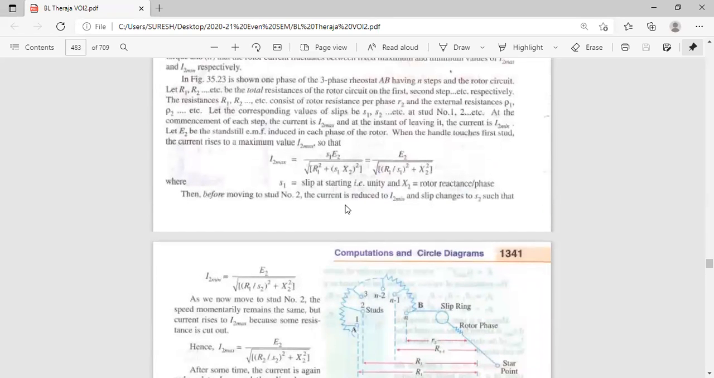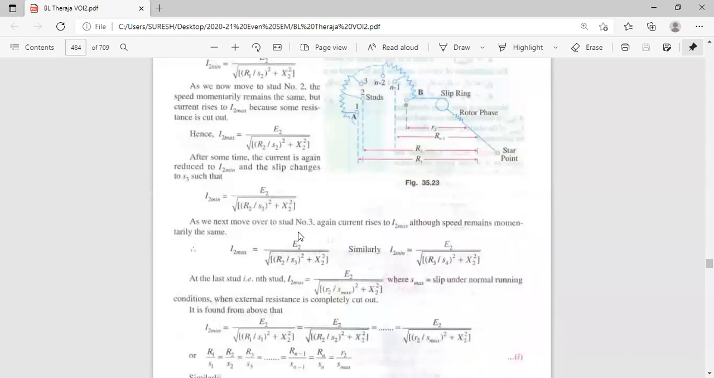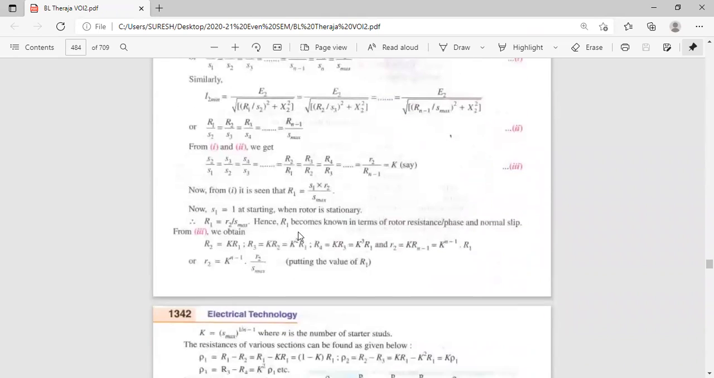Come to the first one. Where is equation 1? Okay, this is equation 1. I want R1. Compare this to first and last. R1 by S1 is equal to R2 by S max. What is R1 from this?